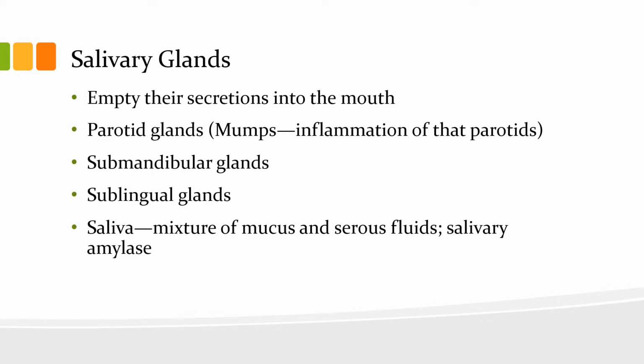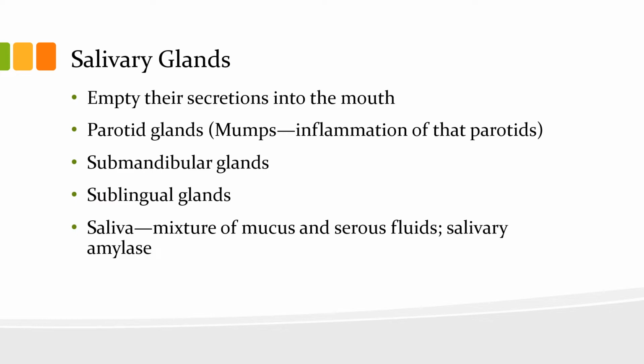Salivary glands. So we have 3 pairs of salivary glands that empty their secretions into the mouth. The large parotid glands lie anterior to the ears. So mumps, which most of us are immunized against, is a common childhood disease in which the parotid glands become inflamed. If you look at the location of the parotid glands, you can readily understand why people with mumps complain that it hurts to open their mouth and chew.